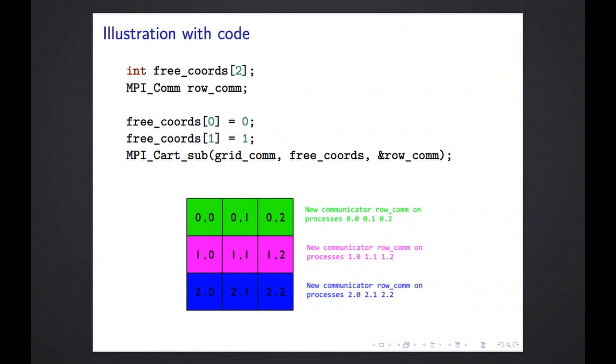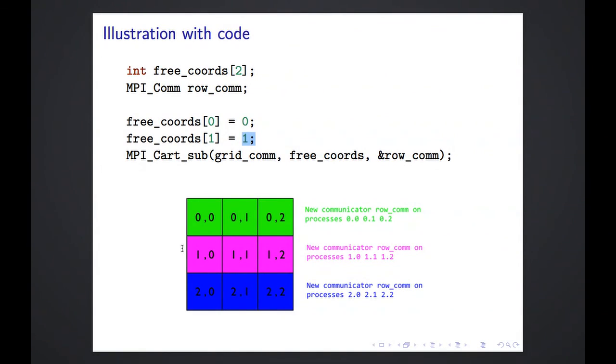How do I do this using MPI Cart Sub? All I do is define a two-item array, and I say that along the rows I don't want any freedom. I set this to 0. But along the columns, I do want freedom. I set this to 1. So the processes in the new communicators can range freely along the columns. So column 0, column 1, column 2. But then the rows are held fixed.